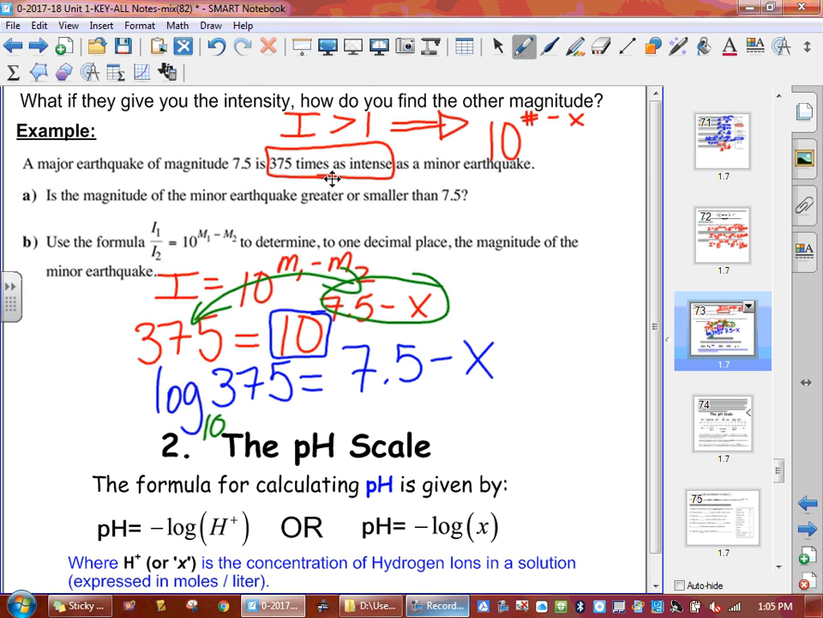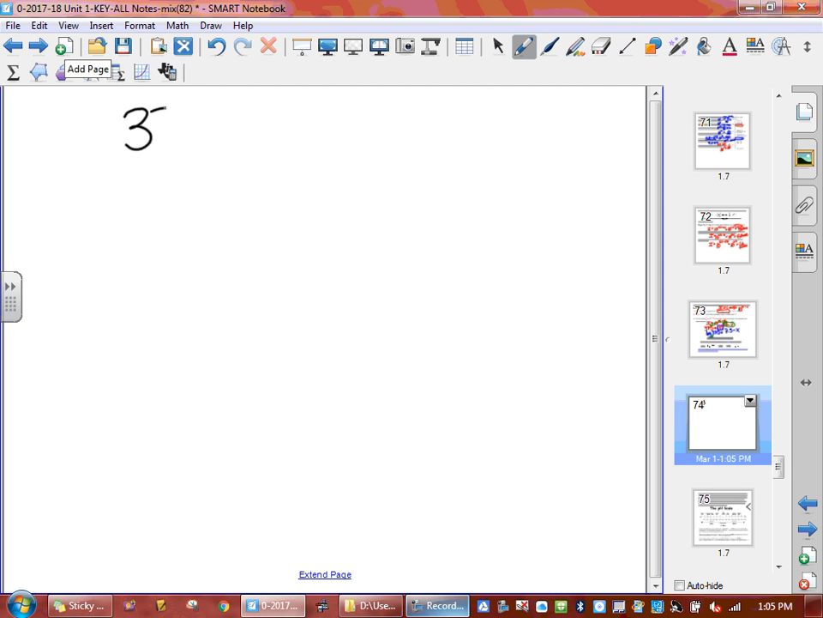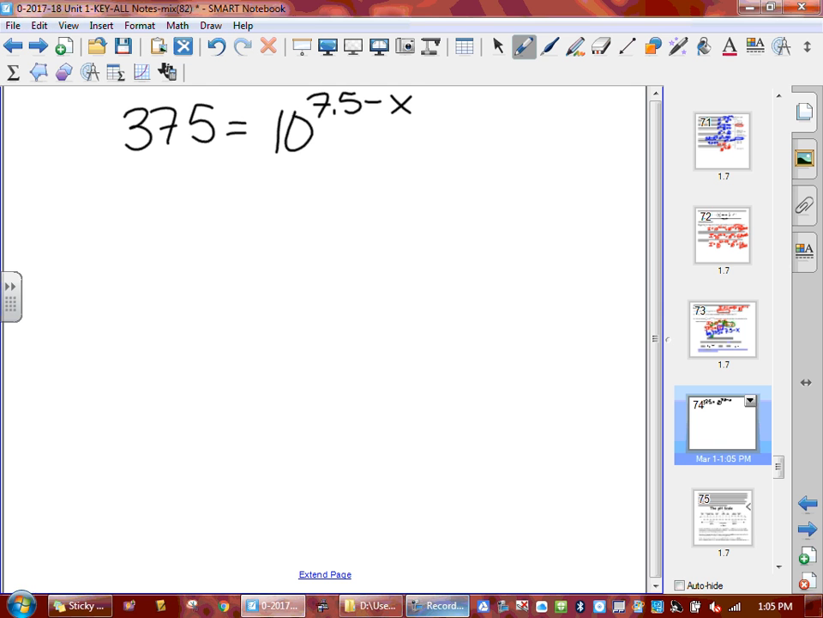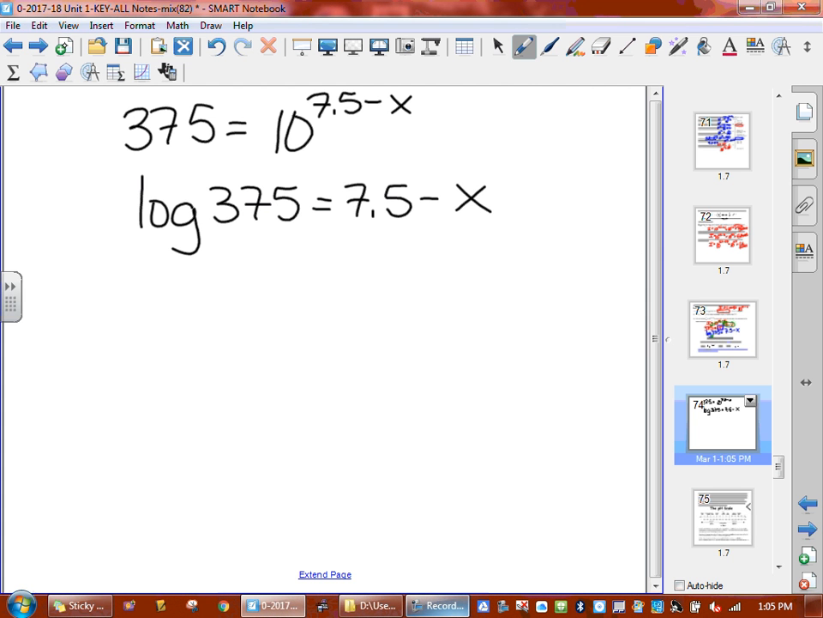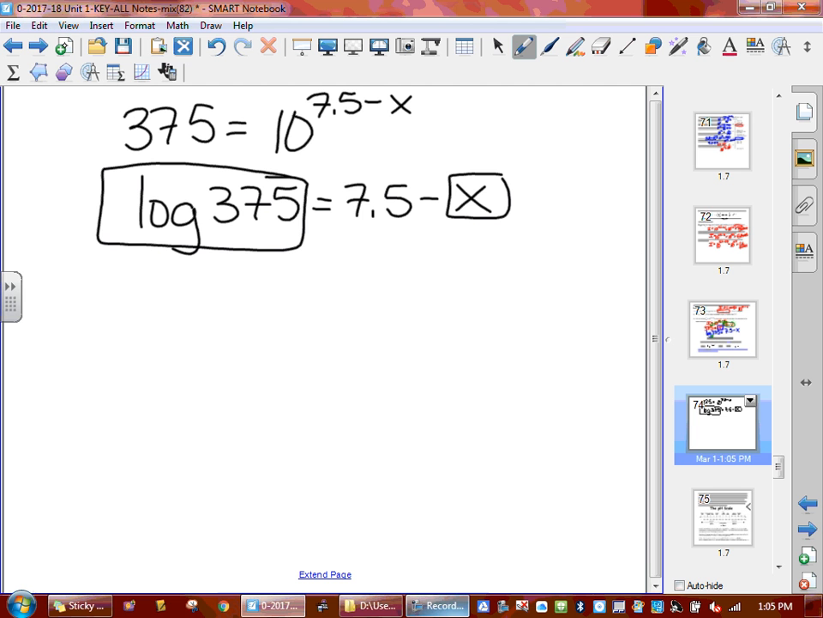At this point, we need to solve for x. So, I'm going to show you the long steps, and then I'm going to show you the quick way to do it. I just need to get a new page on here. So, we've got 375 equals 10 exponent 7.5 minus x. We had log 375 equals 7.5 minus x. The quick trick is this. Whenever x is second, this and x switch places. So you would say x equals 7.5, subtract log 375.